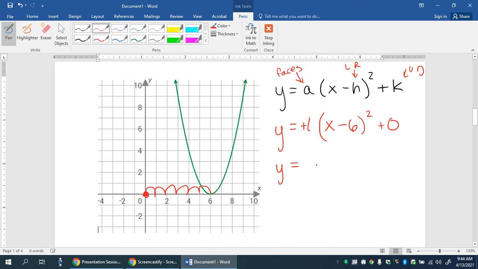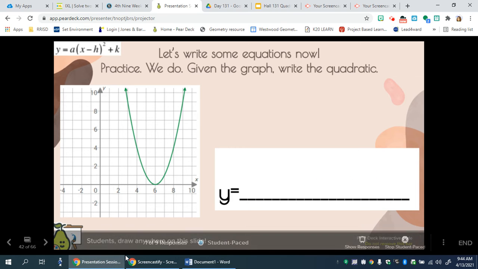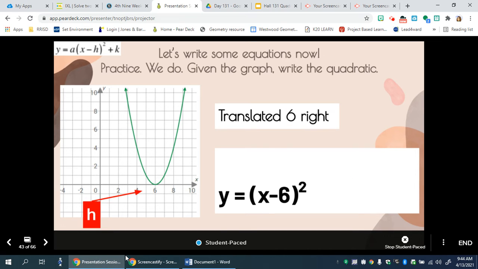Then we can simplify it. We don't actually need that positive 1. We do need our parentheses still. And we don't need the 0 either. So this would be our equation for this parabola. Y equals parentheses x minus 6 squared.